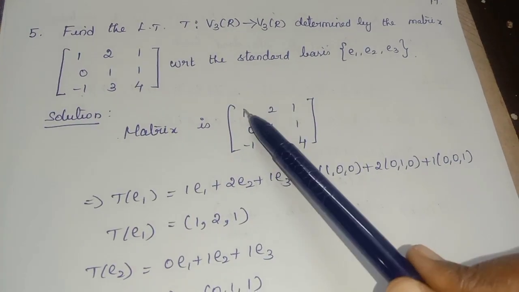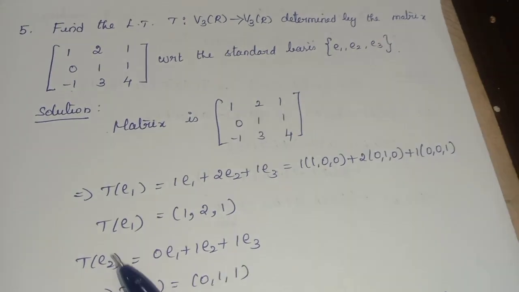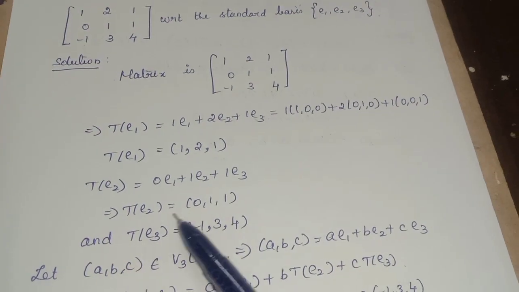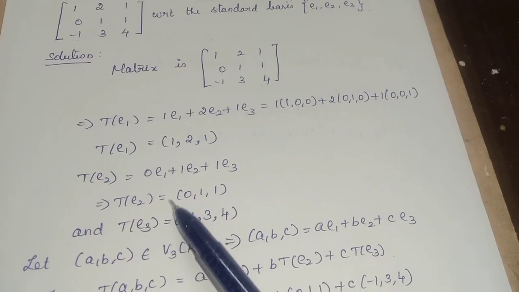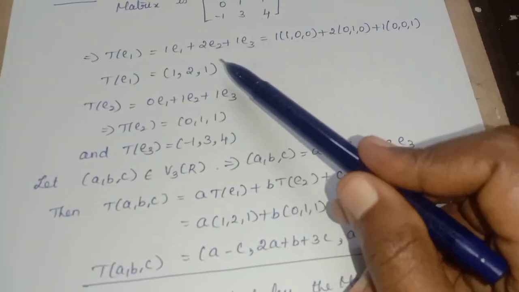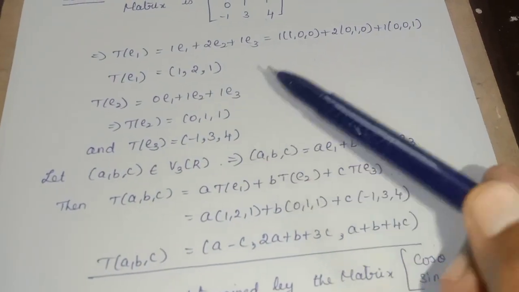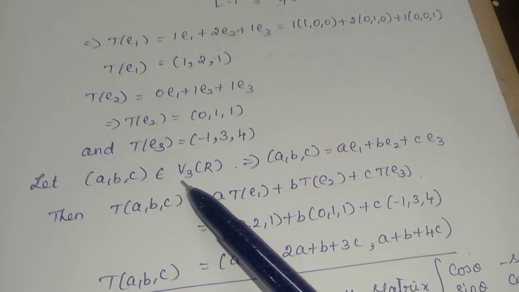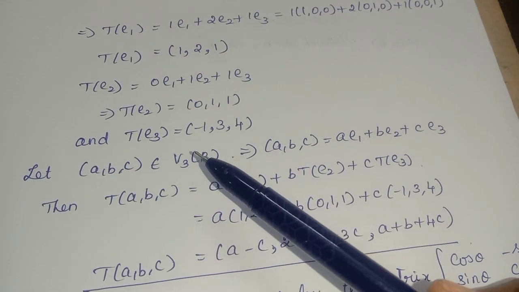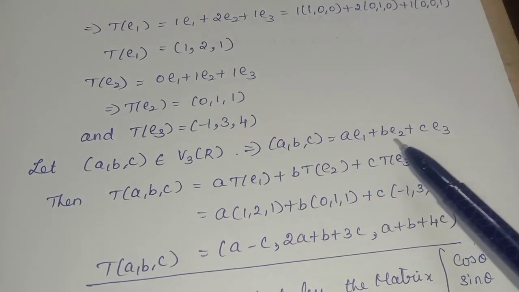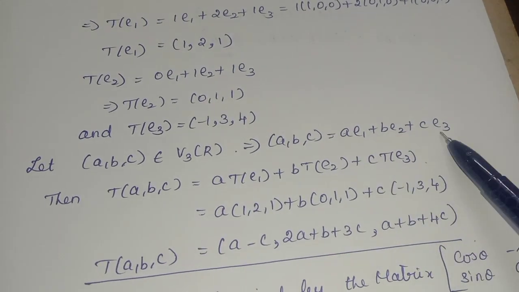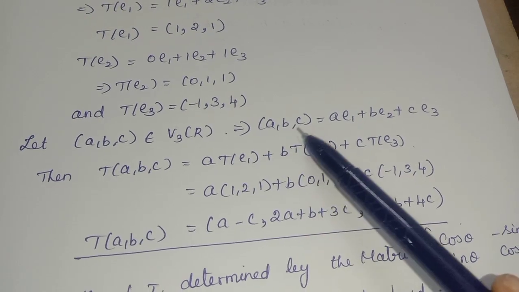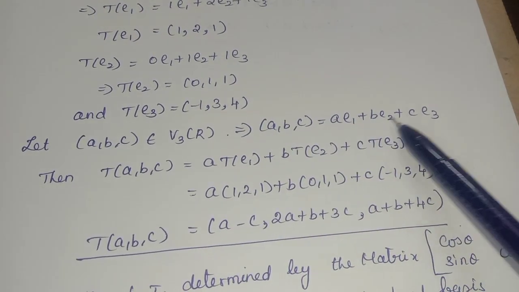So first row, 1 2 1, no, that will be the image of the first vector. So T of E1 equal to 1 2 1 and T of E2 equal to 0, 1, 1, second row. T of E3 equal to minus 1, 3, 4. Okay, so I have written the images of the three basis vectors. Now let me take any arbitrary vector ABC from V3 of R. Okay, since E1, E2, E3 is the basis, I can write this as AE1 plus BE2 plus CE3. When you write it like this, here ABC will become scalars. See, when you write it like this, it is a vector, but when you write like this, here it will be treated as a scalar.